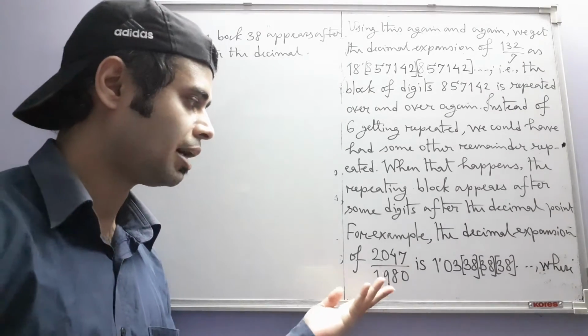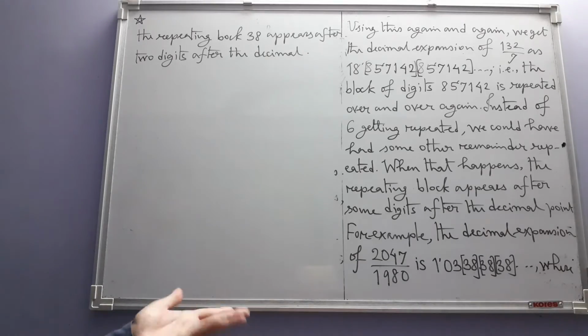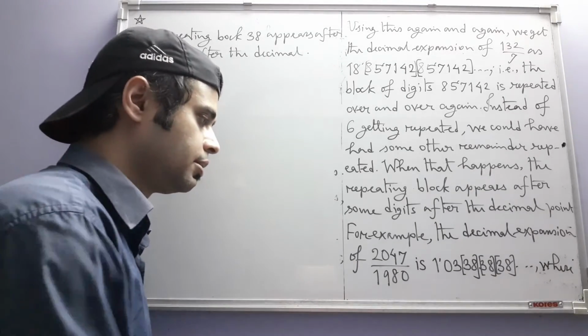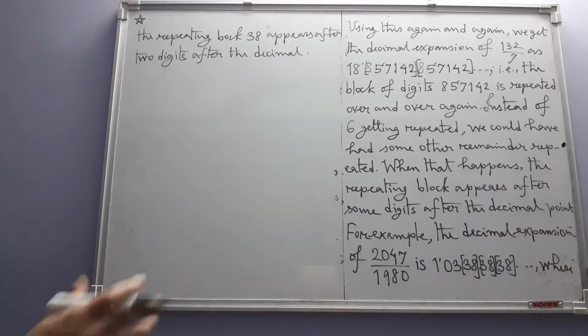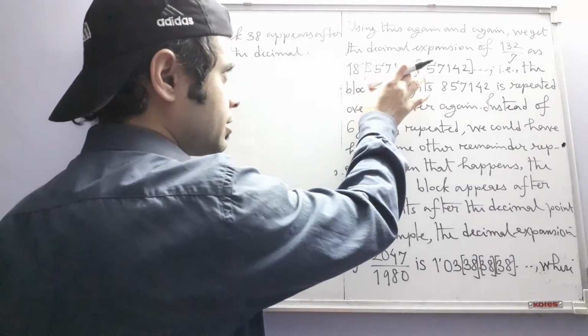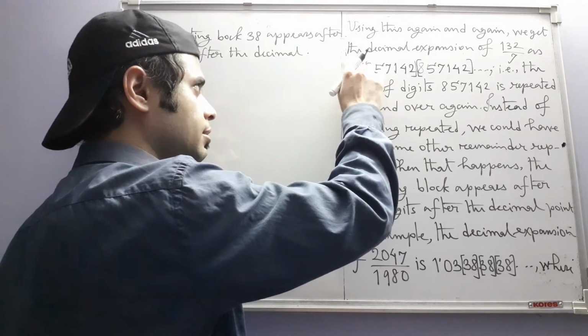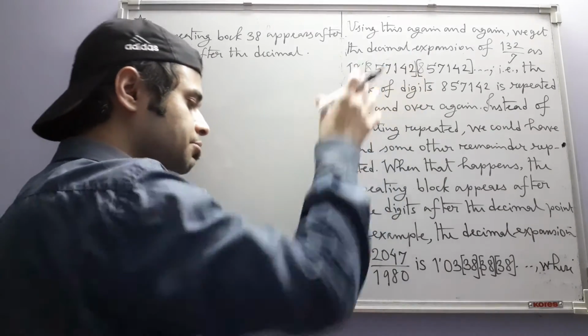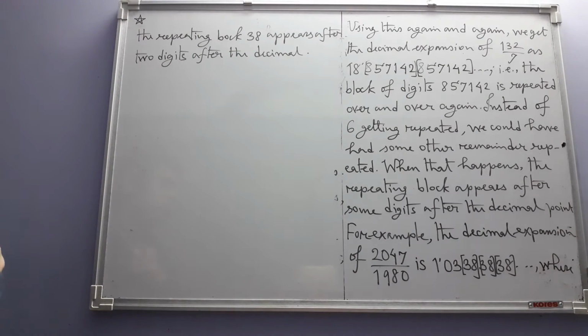If you want, you can find the decimal expansion the way we have done, but that's not the point. The point here is that this can happen. The case where the repeating block appears just after the decimal point is a special case. This is the general case. It can appear quite far away from the decimal point in general.